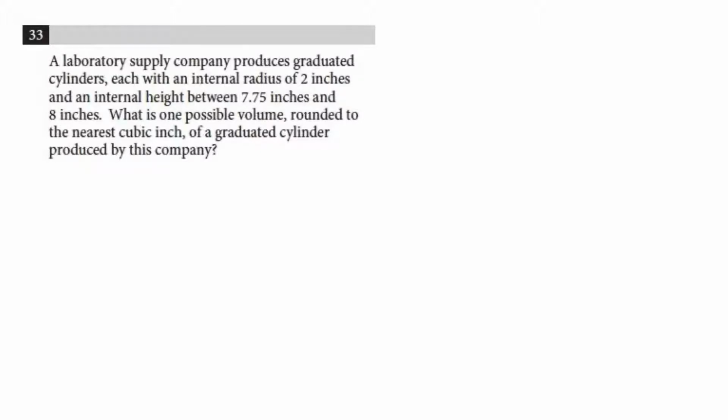33. A laboratory supply company produces graduated cylinders, each with an internal radius of 2 inches and an internal height between 7.75 inches and 8 inches. What is one possible volume, rounded to the nearest cubic inch, of a graduated cylinder produced by this company? Well, the volume of a cylinder is going to be the base area, pi r squared, times the height.